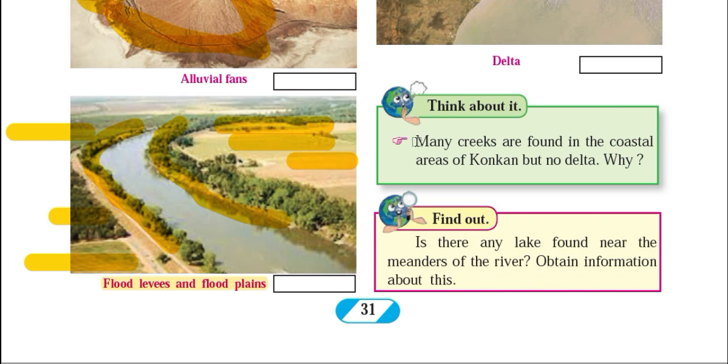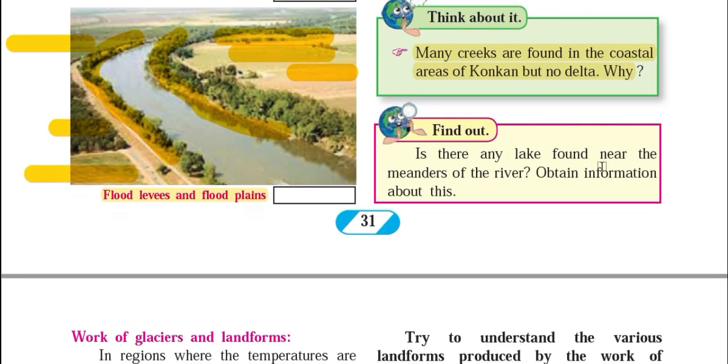Many creeks are found near the coastal areas of Konkan, but no deltas form. Why? You have to answer this question. I will give the reason for this question in our next session, but try to find out the answer behind this. Why do the rivers flowing from the Konkan area form creeks and not deltas? Try to find the answer.